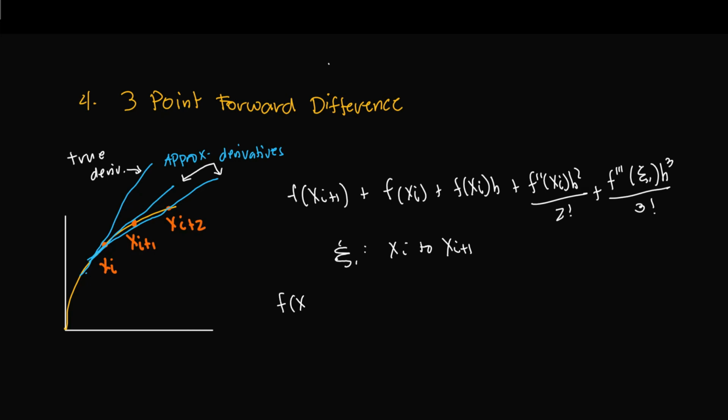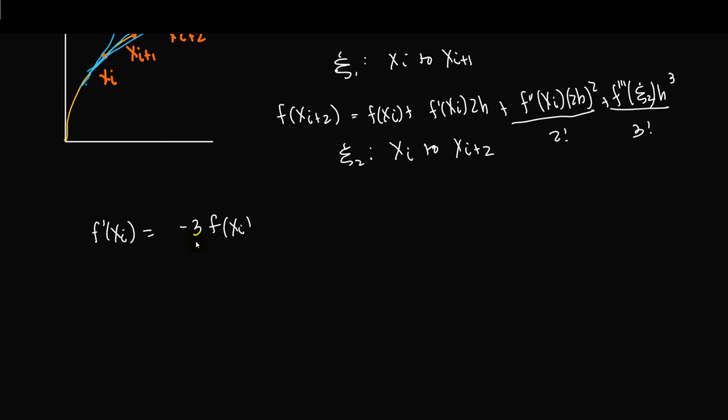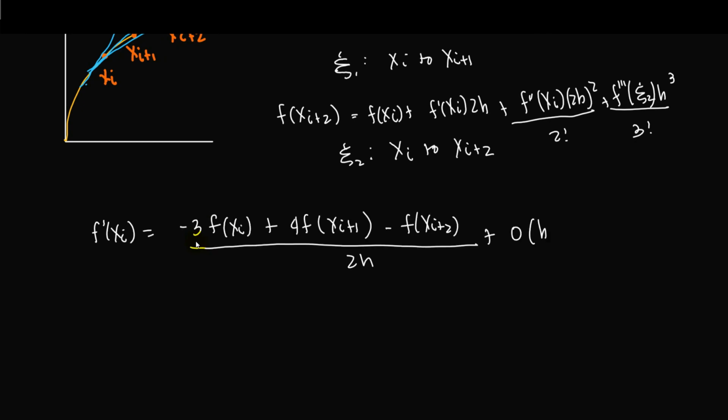And now for f of x sub i plus 2, again, the symbol is the same as the one that we had earlier. It's just the distance from the base point x sub i to x sub i plus 2. The two equations are then combined such that the terms with the second derivative will vanish. This will yield the equation. Okay, this is our formula for the 3-point forward difference with the truncation error of O of h squared.